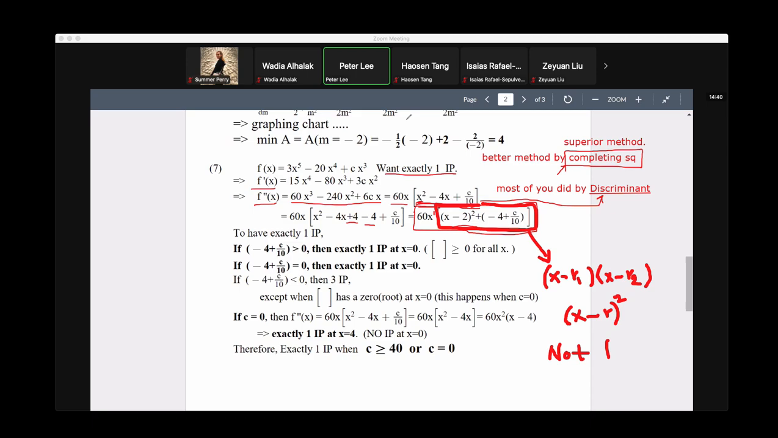So let me write this down. So not factorable over real. So we have 3 choices. And this is not factorable over real.